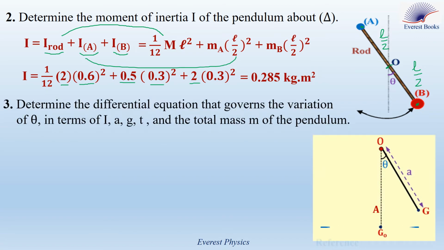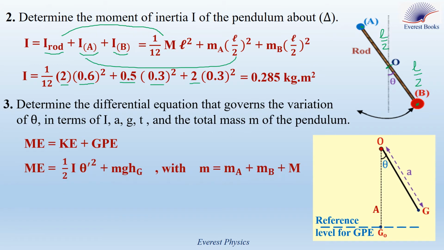Question number 3. Determine the differential equation that governs the variation of theta in terms of I, a, g, t, and the total mass m of the pendulum. To determine the differential equation, we can start by writing the expression of the mechanical energy, and then we differentiate both sides with respect to time. So the mechanical energy of the system is equal to the kinetic energy of the rod plus the gravitational potential energy of the system pendulum earth.